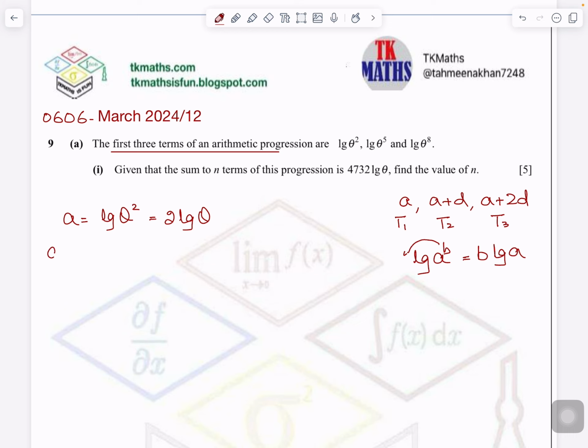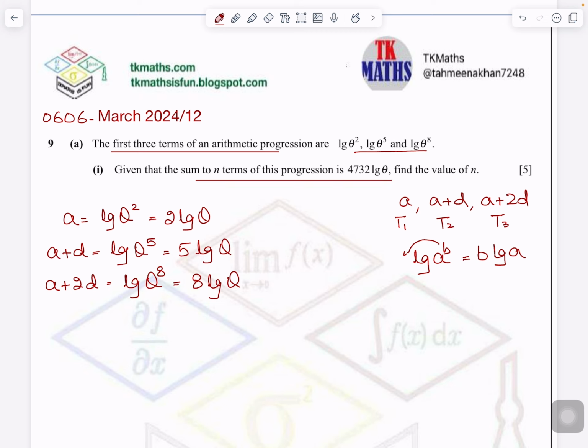This is the first term. Second term, because it is in the same progression, I am taking it from here, lg theta 5. It will be 5 times lg theta. And the third term given to us in the question is lg theta power 8, which can be written as 8 times lg theta. Now what is given to us is the sum of the n terms, 4732 lg theta.